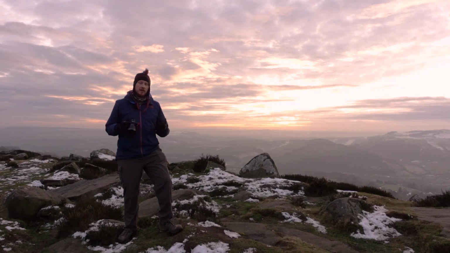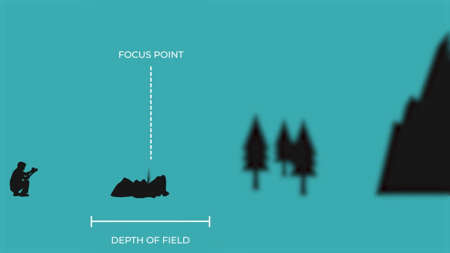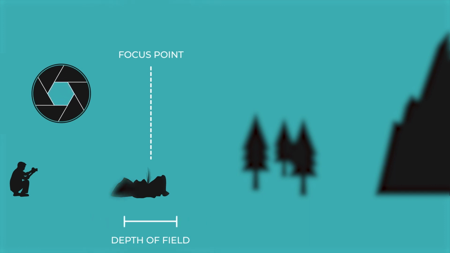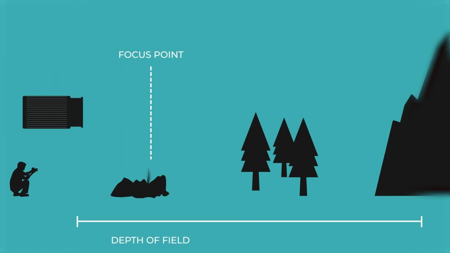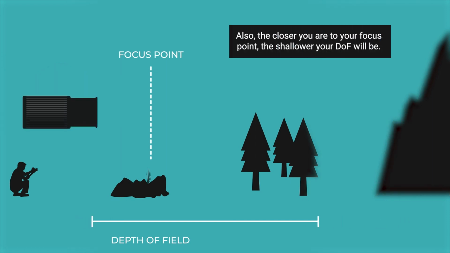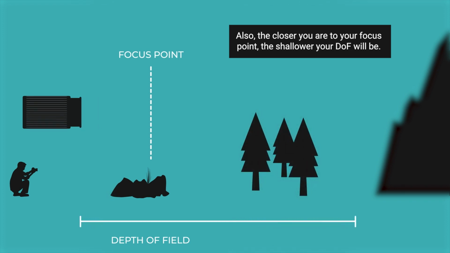So first of all, we need to talk about depth of field. Depth of field is how much of your scene is in focus, and that's going to be affected by a number of parameters. Your aperture is going to affect it. If you're using a wide aperture, you're going to get a shallower depth of field. A narrower aperture is going to give you a deeper depth of field. And also focal length. A longer focal length is going to give you a shallower depth of field, and a shorter focal length will give you a deeper depth of field.